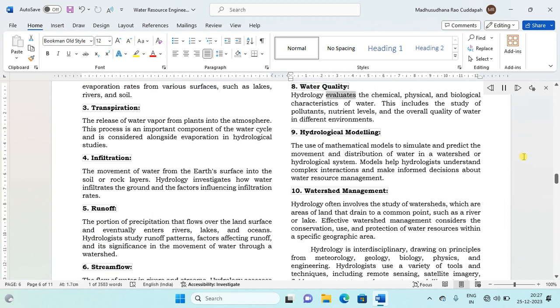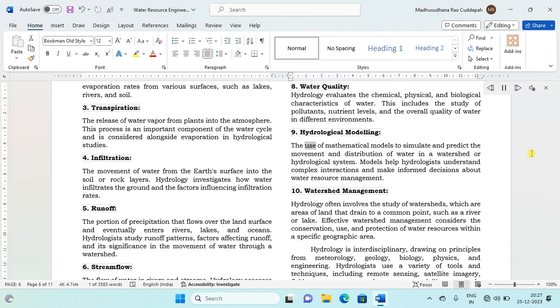8. Water quality. Hydrology evaluates the chemical, physical, and biological characteristics of water. This includes the study of pollutants, nutrient levels, and the overall quality of water in different environments.